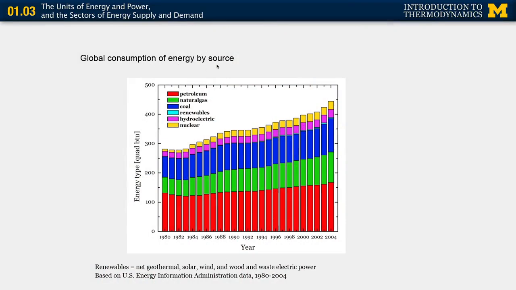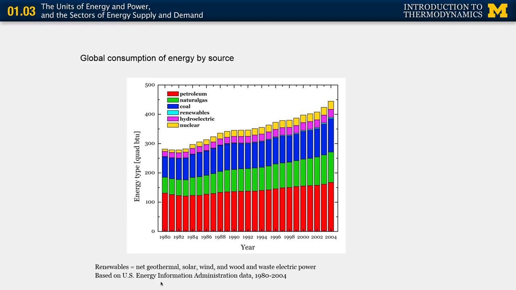So here we have global consumption of energy by source. The energy is listed in quad BTU, a little bit of a strange unit, a British thermal unit, which is a unit of energy, and the quad is a multiplier of 1 times 10 to the 15. What we have here is the years from 1980 to 2004.